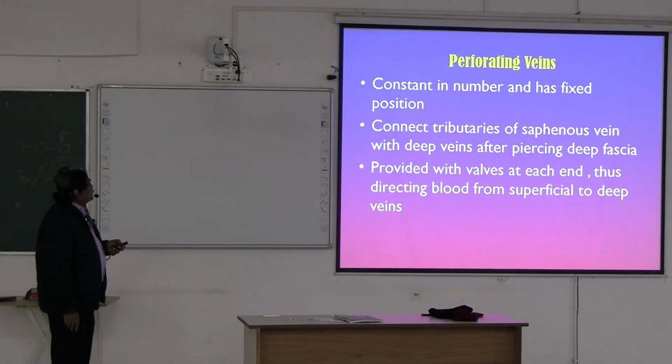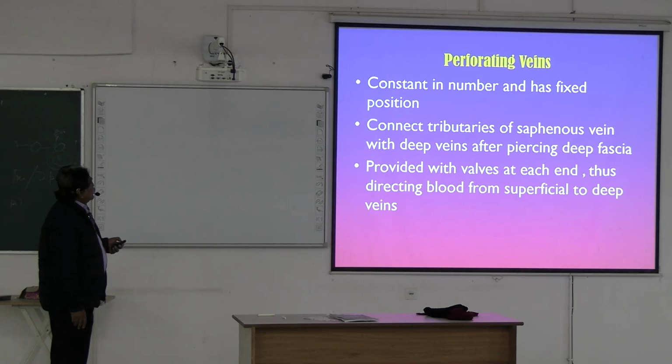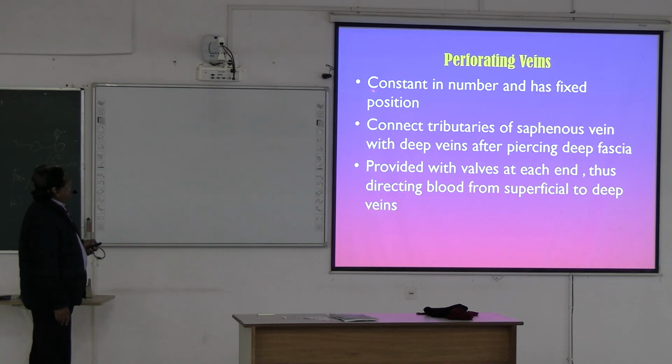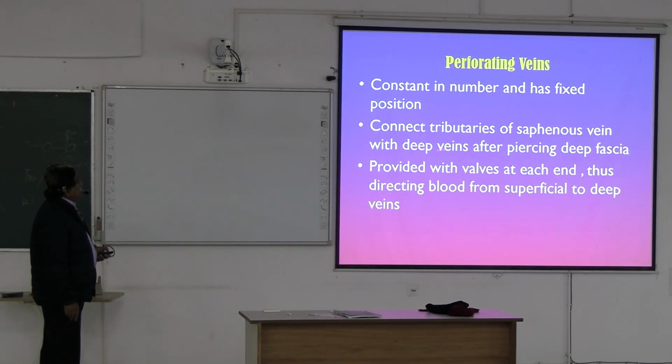Now perforating veins, constant in number and has fixed position. Connects tributaries of saphenous vein with deep veins after piercing deep fascia, and provided with valves at each end, thus directing blood flow from superficial to deep veins. Now the perforating veins, constant in numbers and has fixed position, connect tributaries of saphenous vein with deep veins after piercing deep fascia, provided with valves at each end, thus directing blood from superficial to deep veins.